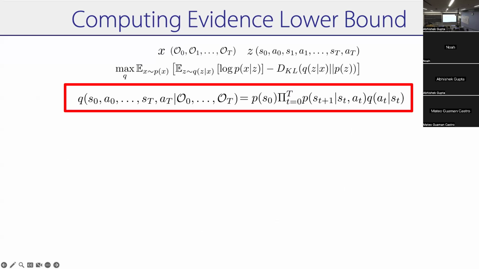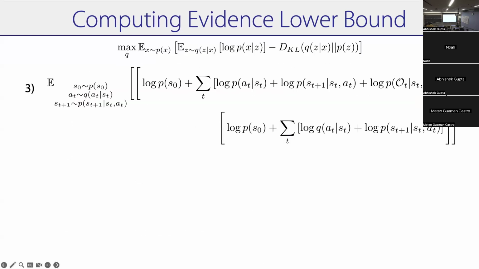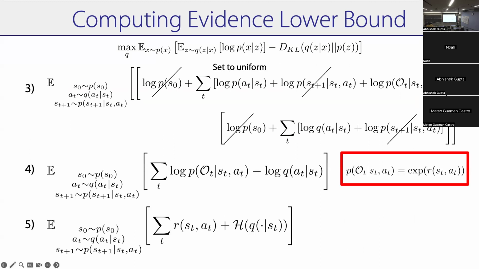Basically, you just substitute that Q in. You work through some algebra, and the initial state distributions and dynamics cancel because of your choice of variational approximation, your choice of Q. And what comes out is essentially maximum entropy RL. So it's saying that the evidence lower bound reduces to this objective, which is an expectation where you're sampling initial states, sampling actions from your Q, sampling next states from your true transition dynamics in the world.